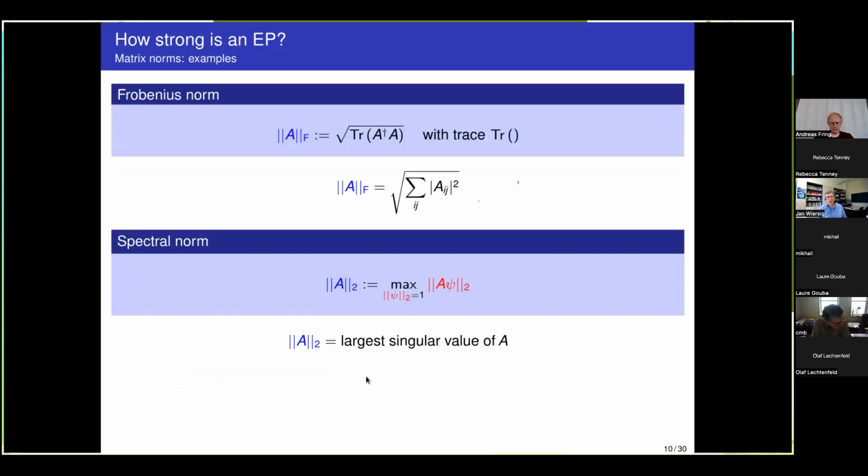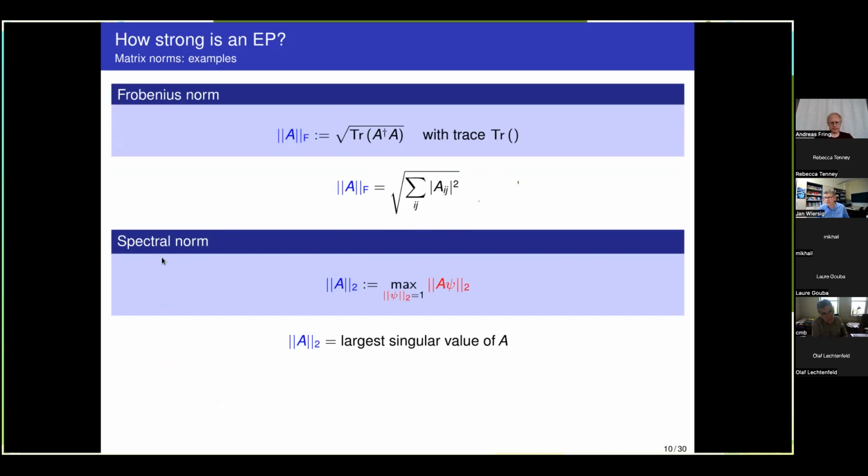So two very popular norms which fulfill all of these properties are the Frobenius norm and the spectral norm. The Frobenius norm is here calculated with the trace of A dagger A, and an easy calculation shows that if you have a matrix representation of your operator A, then it's just a very natural generalization of the vector 2 norm, right? This is the most naive thing you would write down.